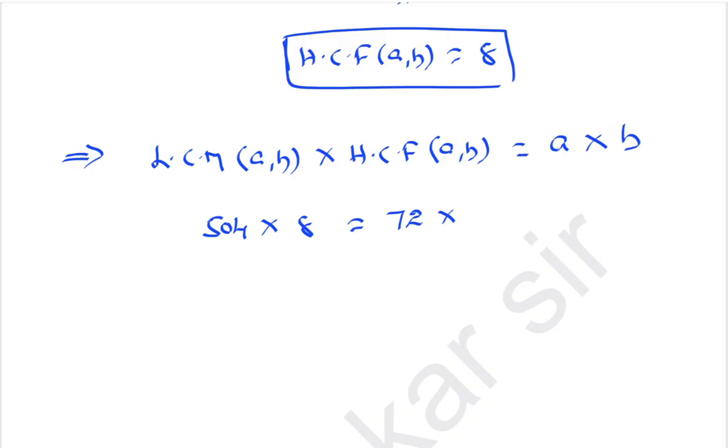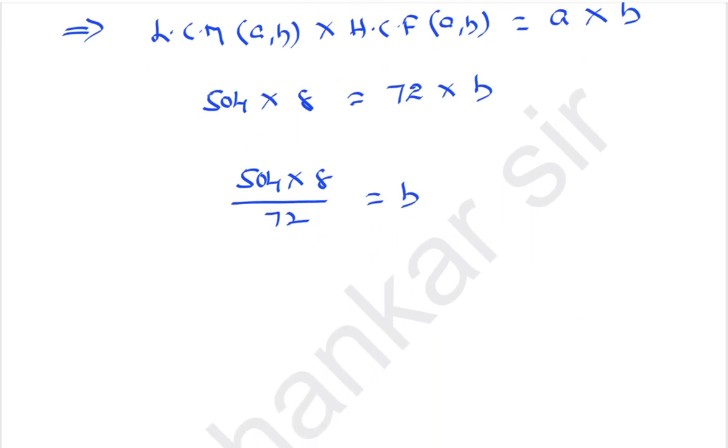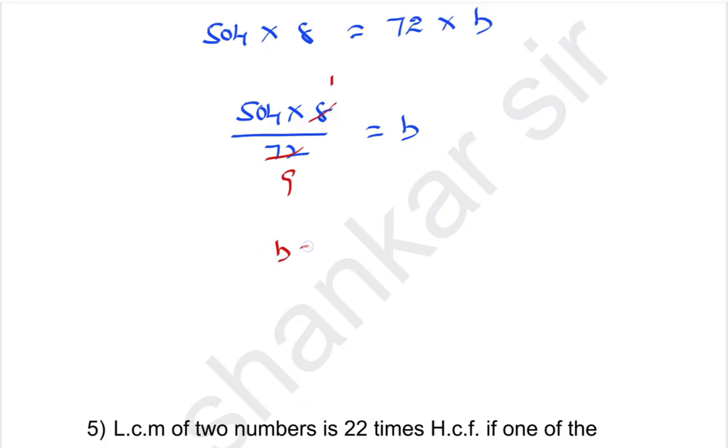Therefore the a value I am taking is 72. We don't know the b value. So on transposing, 504 into 8 by 72 equals b. Therefore on cancellation, 8 ones are 8, 8 nines are 72. So b is equal to 504 by 9. b is equal to 56. So the b value will be 56. That's it.